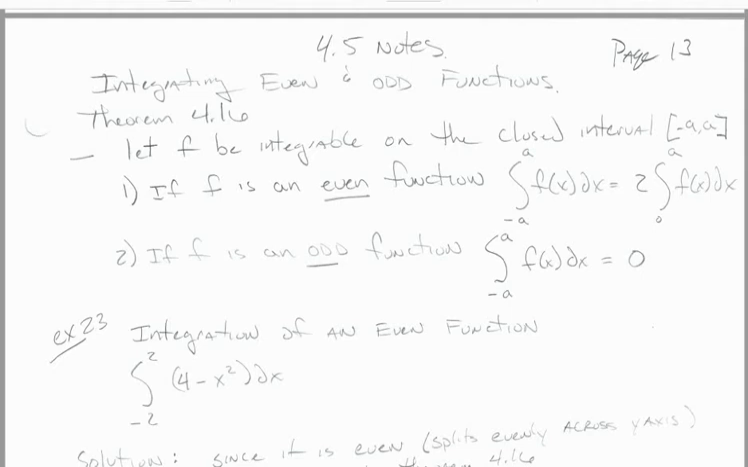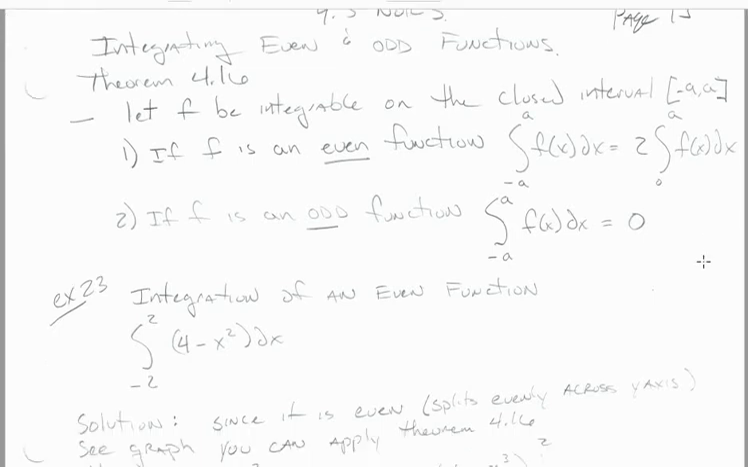So there's a couple rules for integration. Theorem 4.16. If our function is an even function and we integrate that from negative a to a of f of x dx, we're going to get 2 times the integral from 0 to a of f of x dx. We're going to work through a couple examples, so hopefully that clears this stuff up. If f is an odd function and we integrate from negative a to a of f of x dx, we're going to get 0. Those are going to cancel each other out.